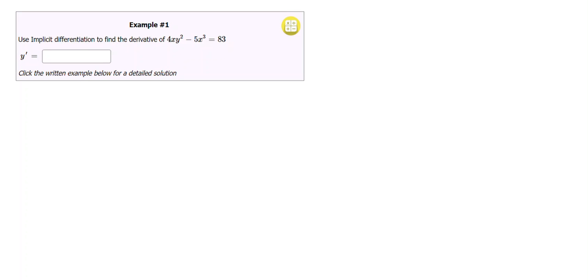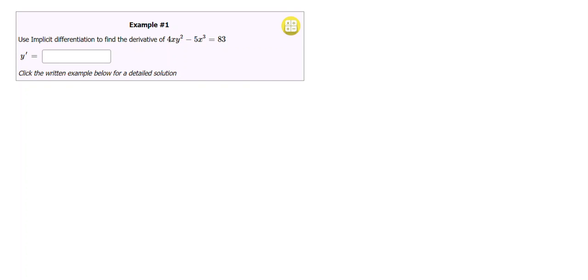In this question, we're being asked to find the derivative of this relation using implicit differentiation. Notice that in this one we don't have it set up as y is equal to something. It's not a function. So what we want to do here is just take the derivative of each term. Let's do that first.